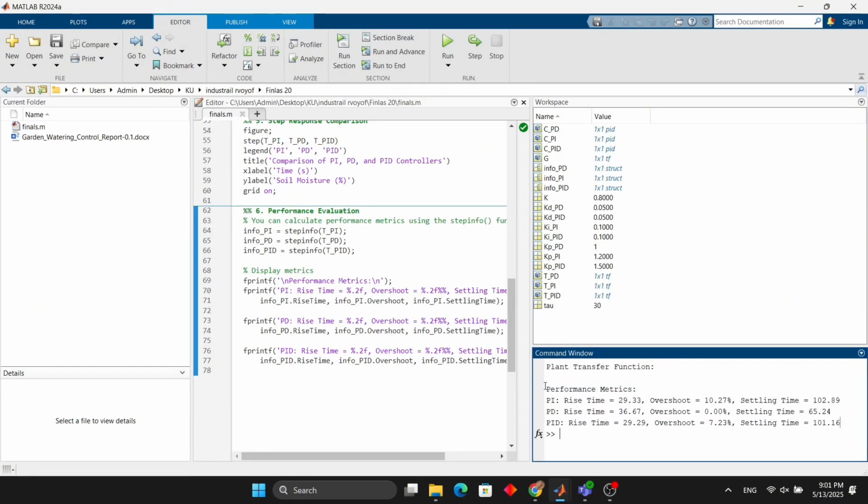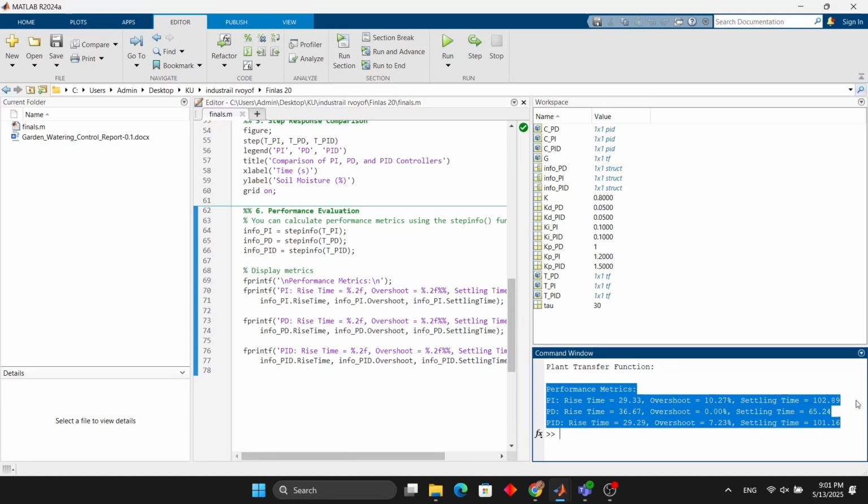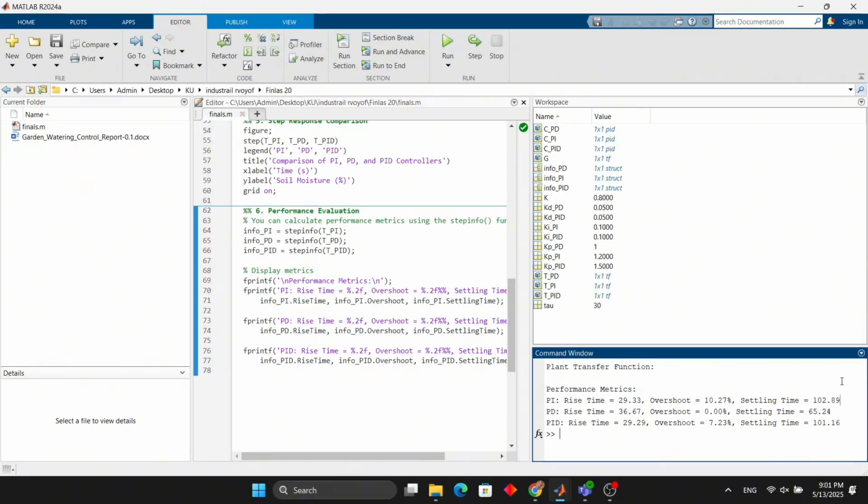And we got these performance metrics on the bottom right of the code.